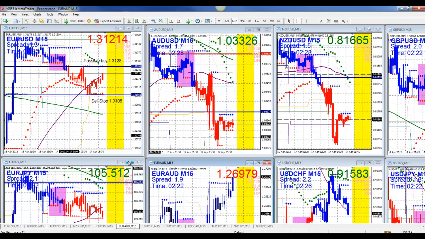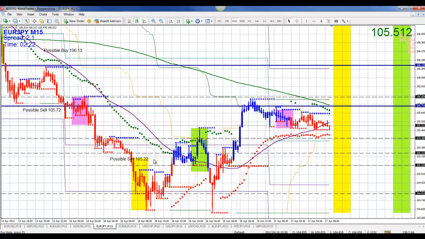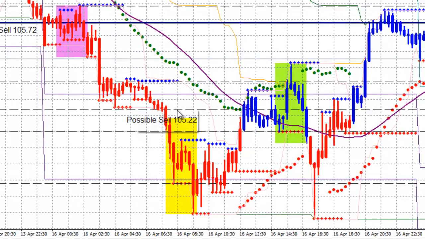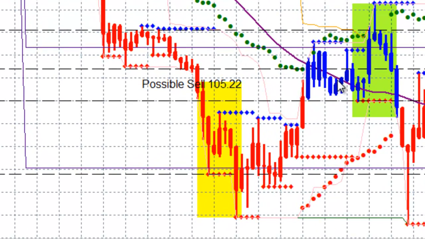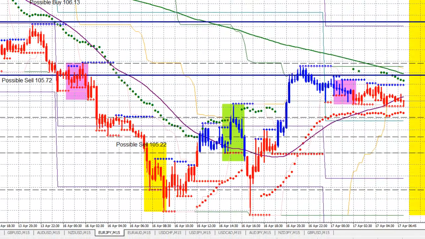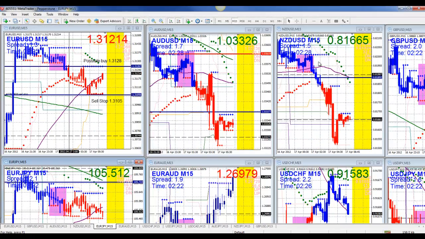The last trade that we looked at was the euro yen. This possible sell was before we got into Asia, and once we got to Asia, I didn't bother anymore because it was so choppy. So we didn't really call this out. This was a trade also in Asia, 105.72 short. So that completes our trades for yesterday, and I look forward to having another good day today.